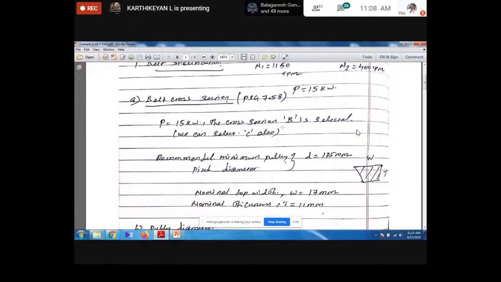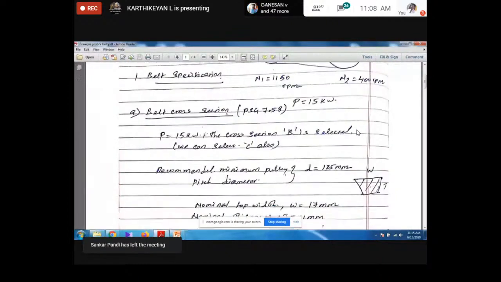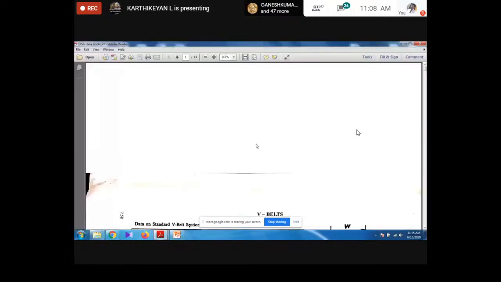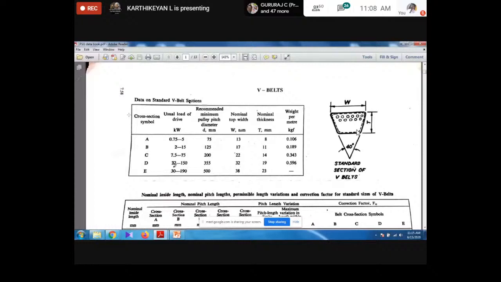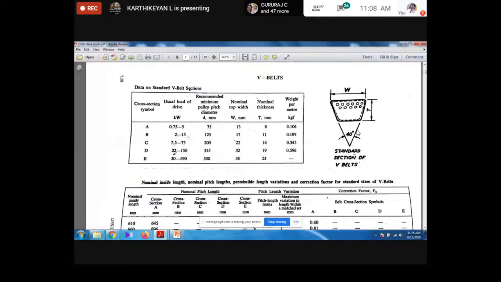The data required to select the cross-sectional value is the power. In the problem, it is given that the rated power is 15 kilowatts. This is available in PSG data book 7.58. This is the standard template, on page number 7.58. Our rated power is 15 kilowatts, so see the second column. The A cross section is reliable for 0.75 to 5 kilowatts, the B cross section is reliable for 2 to 15, and the C cross section is reliable for 7.5 to 75 kilowatts. So you can choose either B or C.